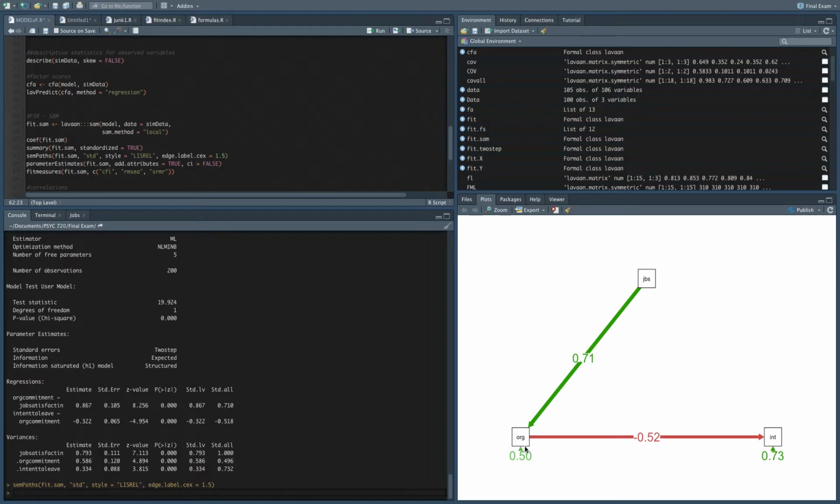So here we can see, like we saw in our regression, that this was highly predictive of job satisfaction, was highly predictive of organizational commitment at 0.71, and then org commitment was highly negatively correlated with intent to leave at negative 0.52. It's going to have the variance. This variance is set at 1 because it's standardized, as you can see here. This variance is 0.5, and our variance here is 0.73, which matches up right here.